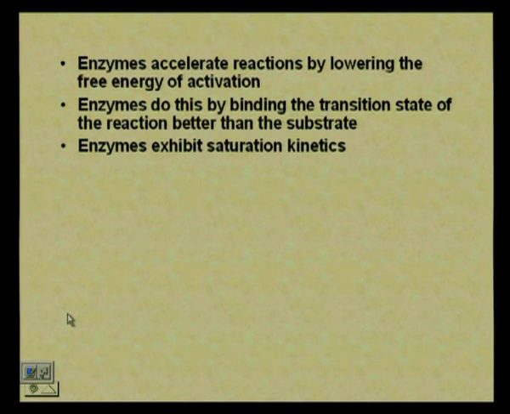So, what do enzymes do? Enzymes accelerate reactions by lowering the free energy of activation. How do they do this? They do this by binding the transition state of the reaction better than the substrate. Enzymes exhibit saturation kinetics. We will see what this means in a moment.